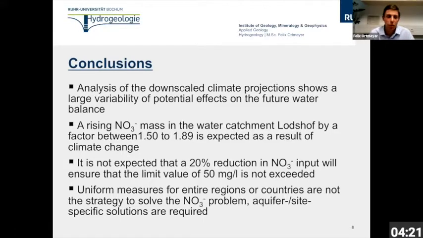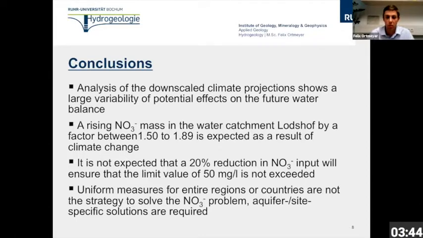Coming to the conclusion, analysis of the downscaled climate projection showed a large variability of potential effects on the future water balance. And therefore, a rising nitrate mass in the water catchment Lotshof by a factor between 1.5 to 1.89 is expected as a result of climate change. It is not expected that a 20% reduction in nitrate input will ensure that the limit value is not exceeded.